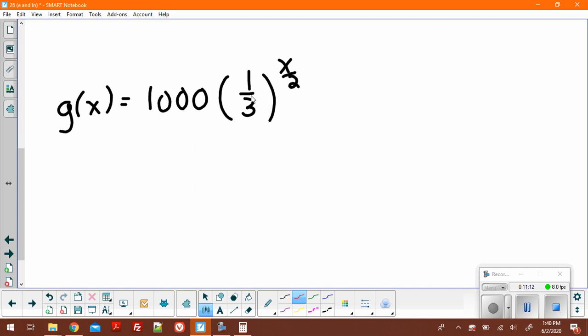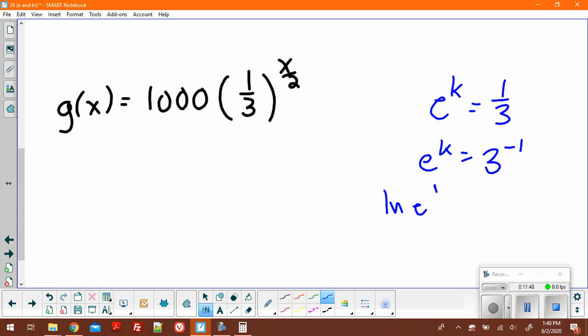Here's 1,000 times 1/3 to the power of x over 2. So again, I start with e to the k is equal to 1/3. A little trick here with the fraction exponents is we're going to rewrite the fraction because I have 1 over something. This is equal to 3 to the power of negative 1. This way I don't end up with the fraction 1/3 inside my exponent on top of the other fraction that's already there. So I take the ln on both sides.